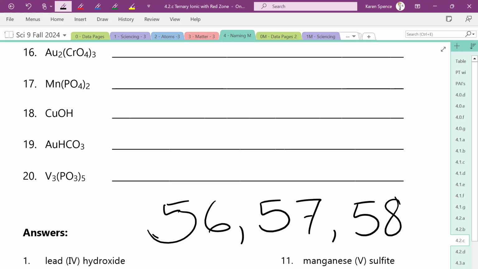If you wanted to redo it and check your red zone a little more carefully, you'll be good to go. Wait, so for this one, they're not in the red zone, it'll just be calcium carbonate. Exactly. No new Roman numerals. Perfect. Okay, I'll redo them.